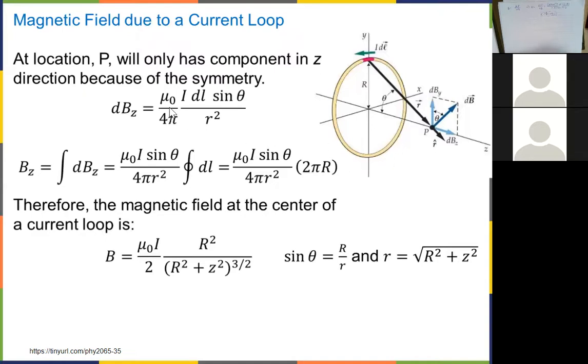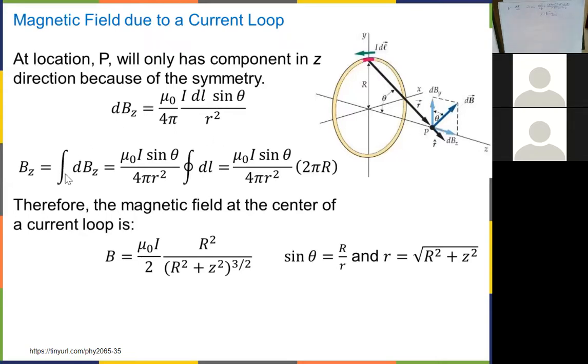So we will just focus on the z component of the B field. The z component will be equal to mu naught I dl, because that's what we have in the previous slides. Now we have a sine theta here because this is the angle theta. Sine theta gives you the z component of this dB, and then over r squared.